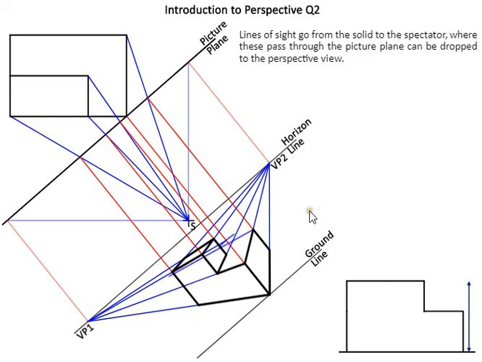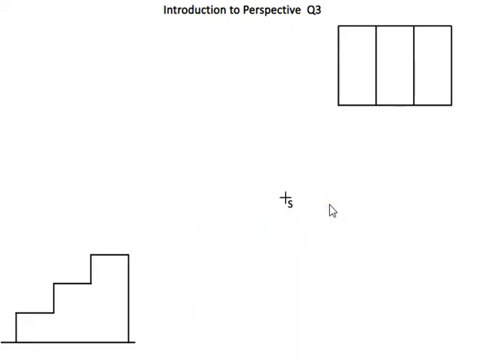Then there's one line at the back here to join back to VP1, and if we put this in heavy, this is our dark line in this section here. Now again, for this question, very similar. What we have in this case is 3 steps.